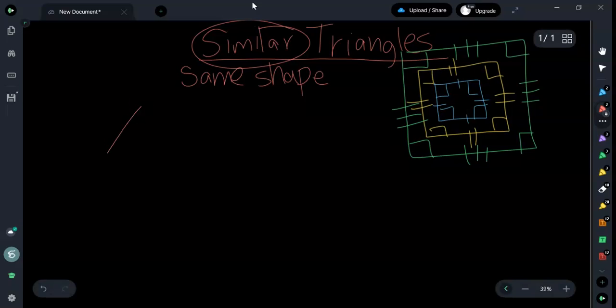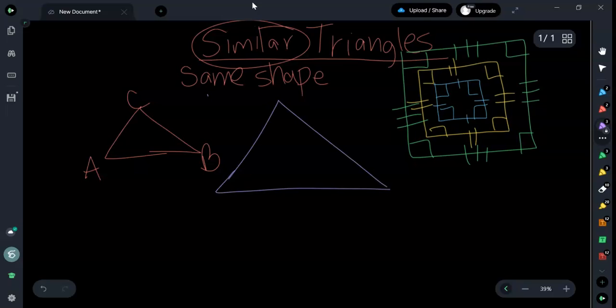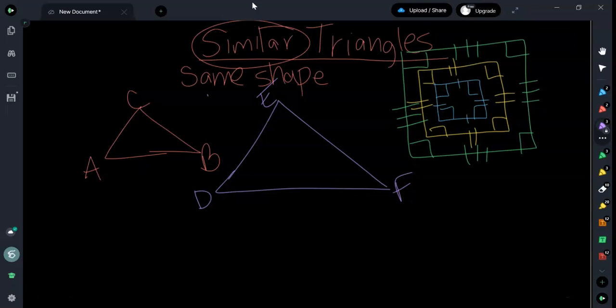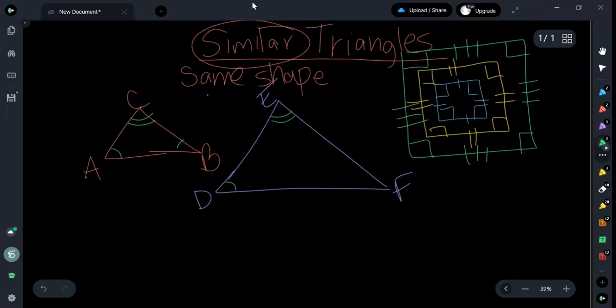Same shape. So I'm going to give you a triangle, and I'm going to call this triangle ABC. And I'm going to give you another triangle, and make this one a little bit bigger. And I'm going to call this DEF. Now these two triangles are similar if, first of all, in triangles, and this works in triangles, it doesn't work in every type of shape, all three angles are the same. So if we can establish, and remember this is how you mark angles congruent, you use arcs, that these two triangles have the same three angles, then I can establish that they're the same shape.